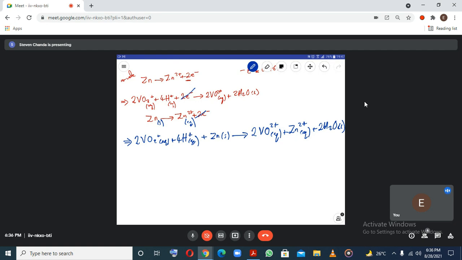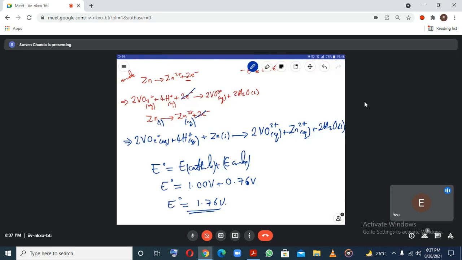So from here we can calculate our standard cell potential, right? It's the cathode plus the anode, so you're just adding them. What's our cathode? Our cathode was 1.00 volts, and the one that we reversed was 0.76. I discussed yesterday the two ways in which you can find this, so we don't have to go through it again. So we found that, right?